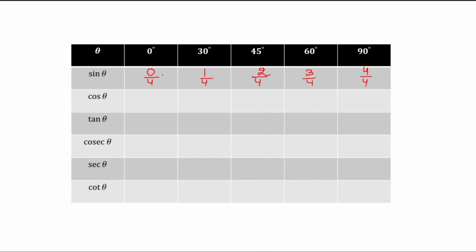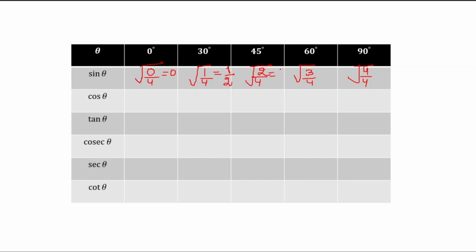Next step is to take the square roots. So 0 over 4 is 0, and the square root of 0 is 0. For 1 over 4, the square root of a fraction is the square root of the numerator divided by the square root of the denominator. So the square root of 1 is 1 itself and the square root of 4 is 2. When you come to 2 over 4, if you solve it, it's 1 by 2.